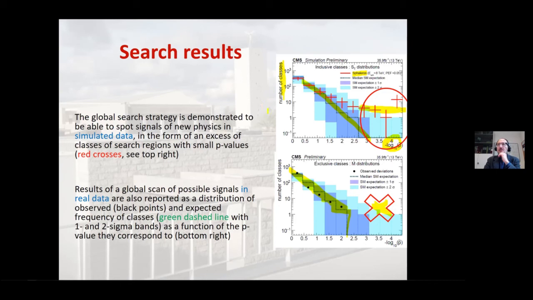And you realize that unsupervised learning is becoming stronger and stronger in all human applications, and also in particle physics, we are starting to use it. So this is an example.